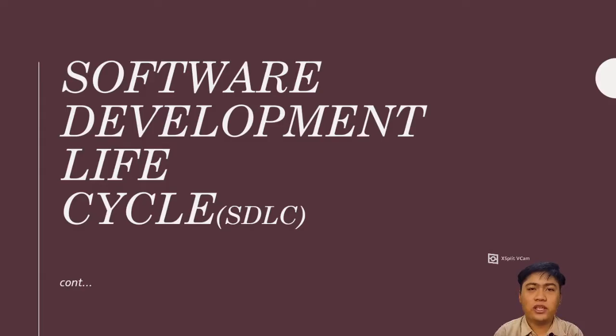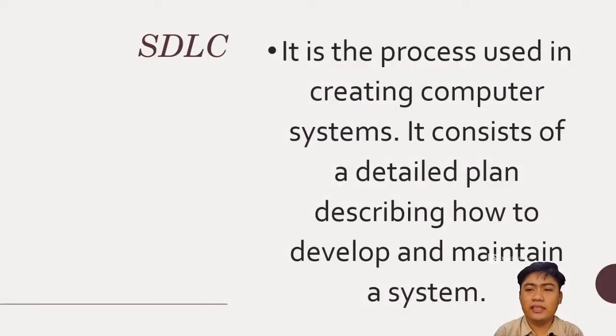Let's first define the meaning of the SDLC, or the software development life cycle. SDLC is the process used in creating computer systems. It consists of a detailed plan describing how to develop and maintain a system.